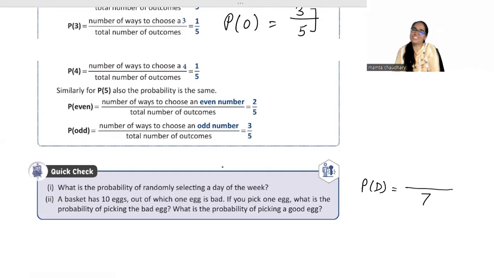Now let's suppose I'm choosing Sunday. How many times is Sunday coming? One time. If I'm choosing Monday, again only one time, 1 by 7. If I'm choosing Tuesday, 1 by 7. So for choosing a particular day in a week, the probability is 1 by 7.